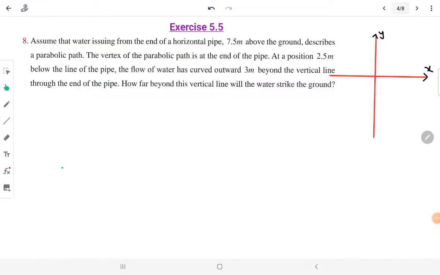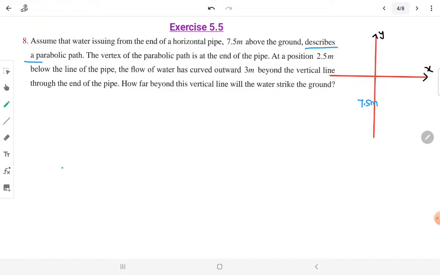Students, in this video we are going to see exercise 5.5 question number 8. Assume that water is issuing from the end of a horizontal pipe. So now consider this x-axis as the horizontal pipe. Water is issuing from the horizontal pipe 7.5 meters above the ground. So if you consider this as the ground, let us consider this as 7.5 meters above the ground.